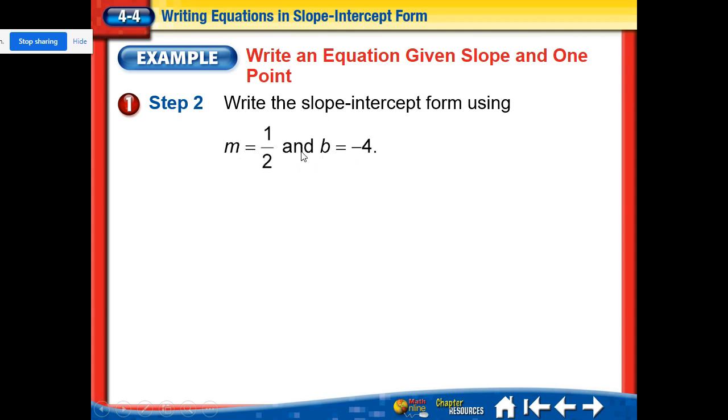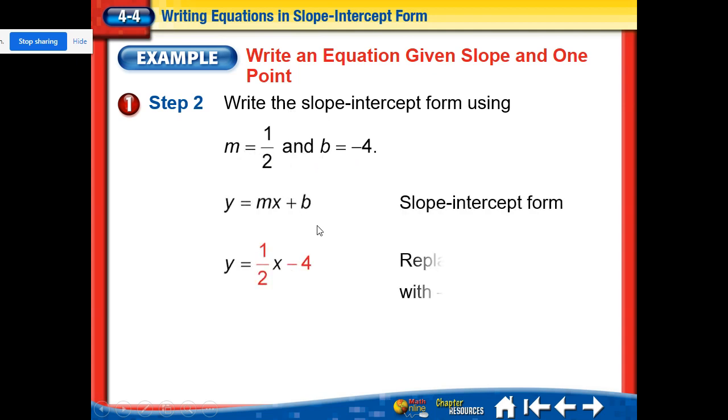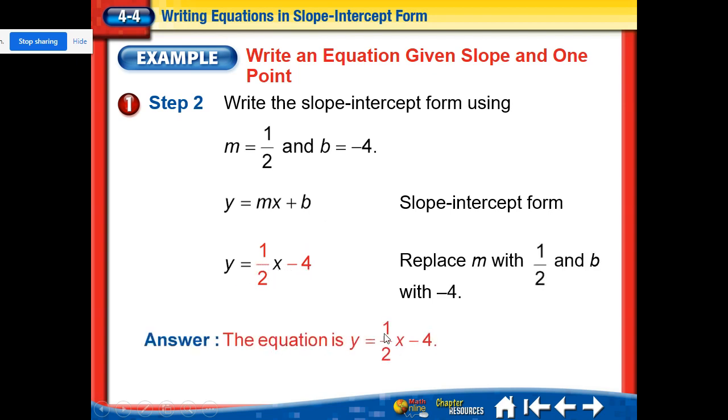Well, we've done problems like this before. We just substitute them into y equals mx plus b. And we get y equals 1/2 x minus 4. And so that's what our equation is.